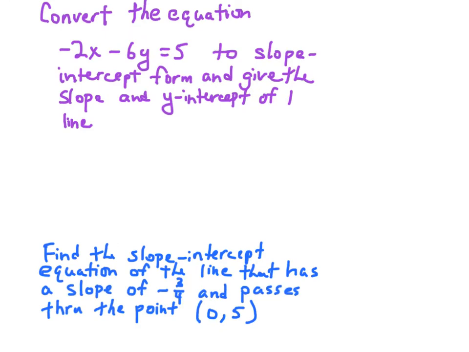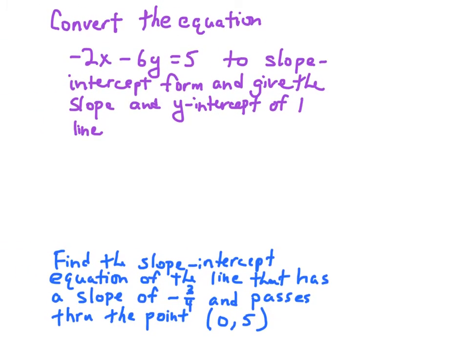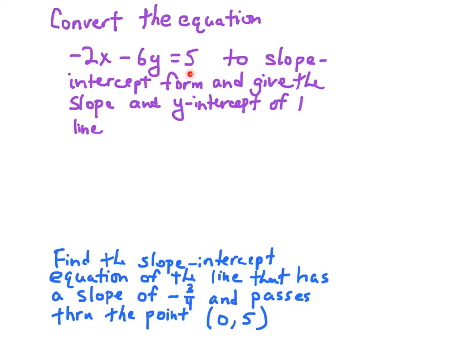Now here I have an equation that's not in slope-intercept form: negative 2x minus 6y equals 5. I want to convert it to slope-intercept form, and remember this is slope-intercept form, so I want to modify the equation so that it's in that form. So what I want to do here is solve for y. So you want to convert the equation to slope-intercept form and give the slope and the y-intercept of the line.